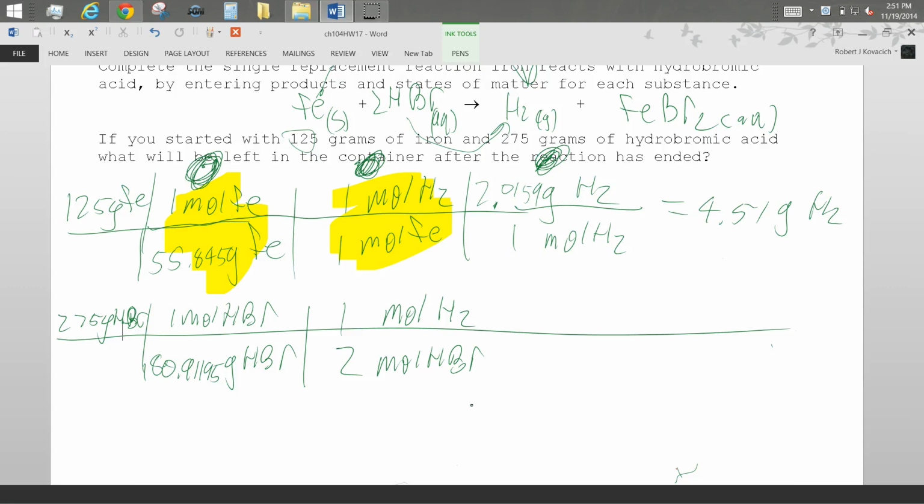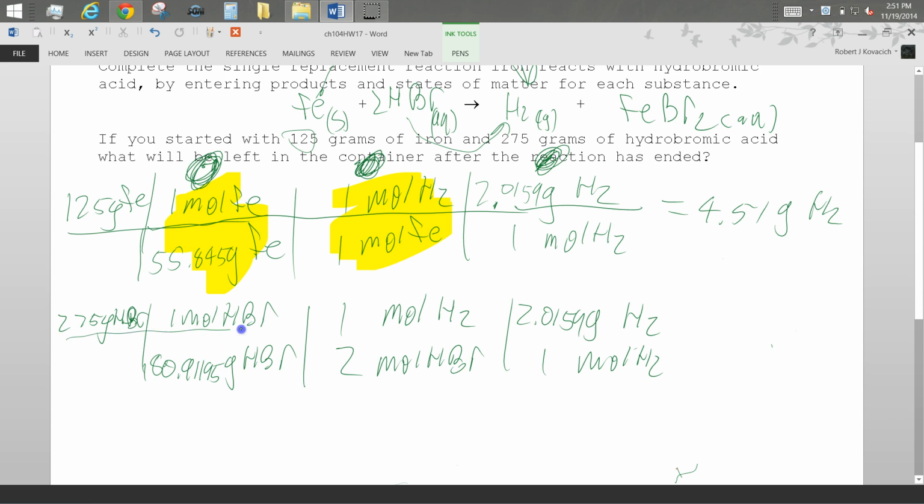So what did this next portion do for me? Count how many hydrogens you were going to make. How many hydrogens I'm going to make if I use 275 grams of hydrobromic acid. Okay, and then I need to put moles of H2 here. That way I can cancel those out. And then it'll be 1 because it's going to be grams of H2. And then it'll be 2.0159. So grams of H2. Somebody got a number here? Like 3.